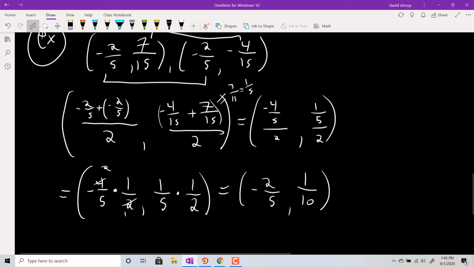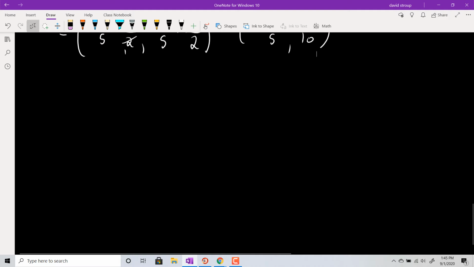Okay. From here, we can get a formula for a circle. And what is a circle? It's the set of all points that are equidistant from some center. Okay.